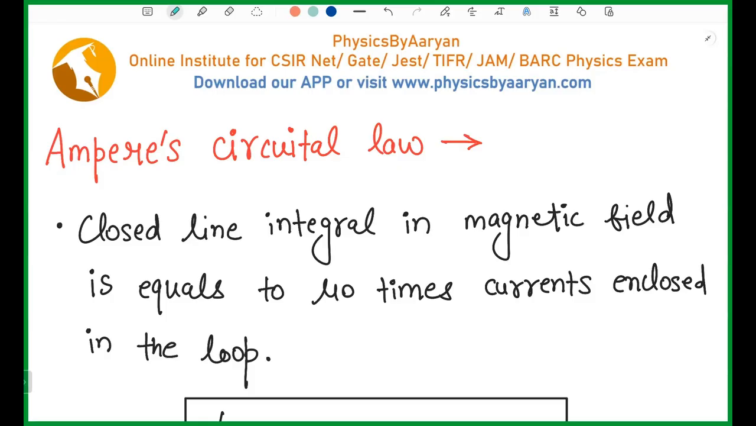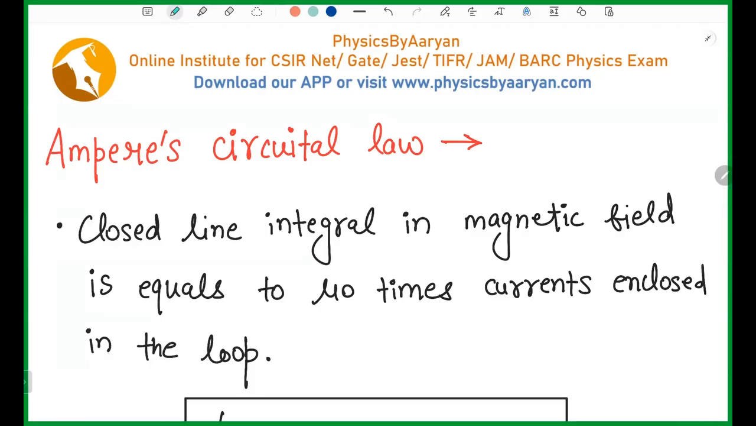So let's begin. Ampere's circuital law is a very beautiful mathematical law, which makes finding the magnetic field much easier. Many times it is difficult to find the magnetic field using Biot-Savart's law. Till now we have studied Biot-Savart's law, through which we can find the magnetic field. But in some cases Biot-Savart's law becomes a difficult problem, and Ampere's circuital law is a much easier way to find the magnetic field.